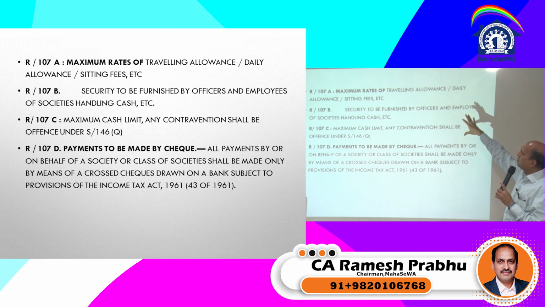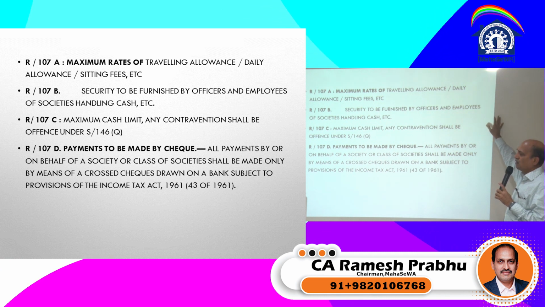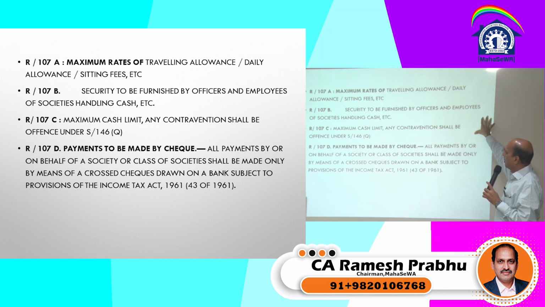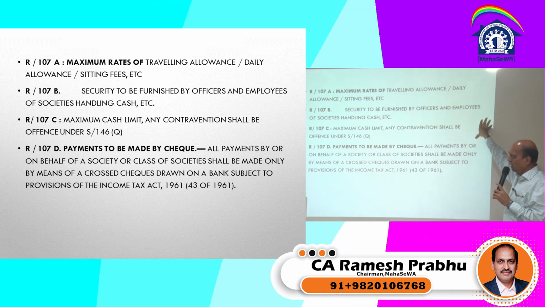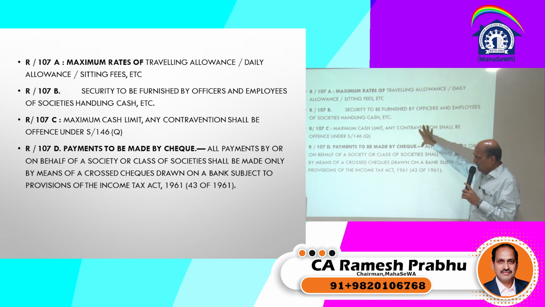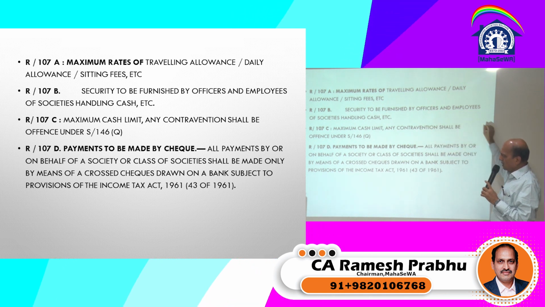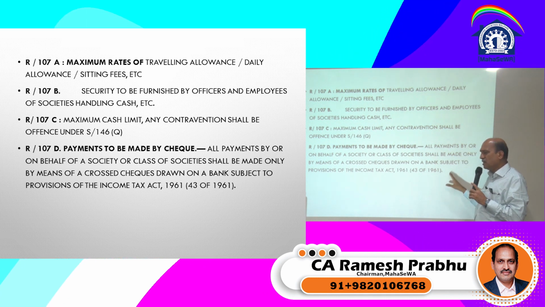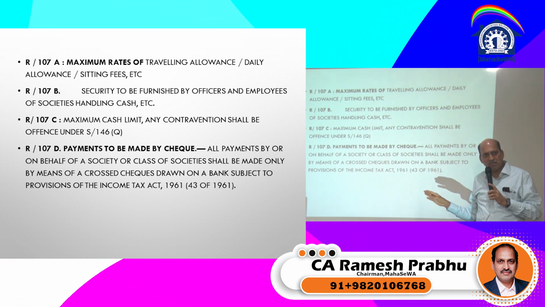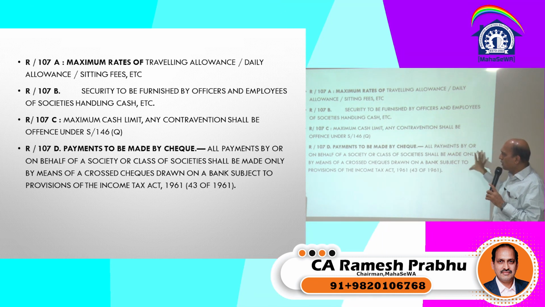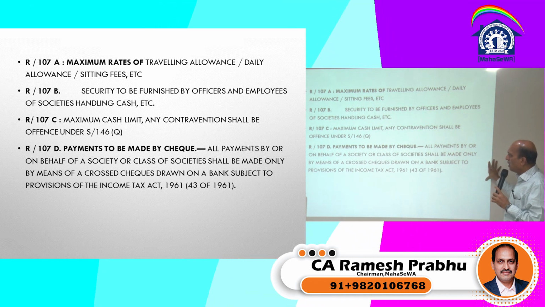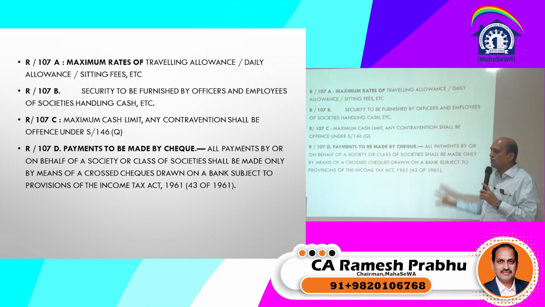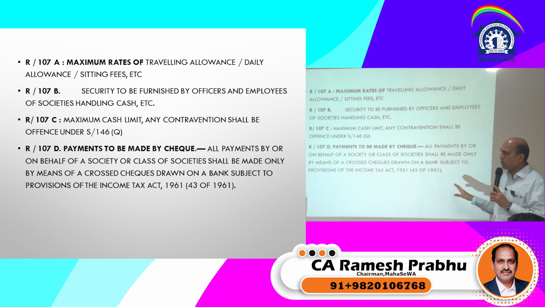107A, maximum rates of travelling allowance daily. Of course, this is not much applicable to housing societies. Security to be furnished by the officers and employees for handling cash. Maximum cash limit which can be there. If you violate, of course, it becomes an offence. Payment to be made by cheque. Under the income tax, payments up to 20,000 are allowed to be spent in cash. So if you are spending more than 20,000 in cash, that needs to be reported. So these are the important provisions.